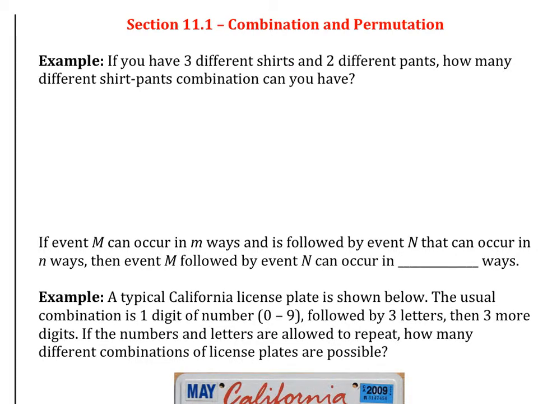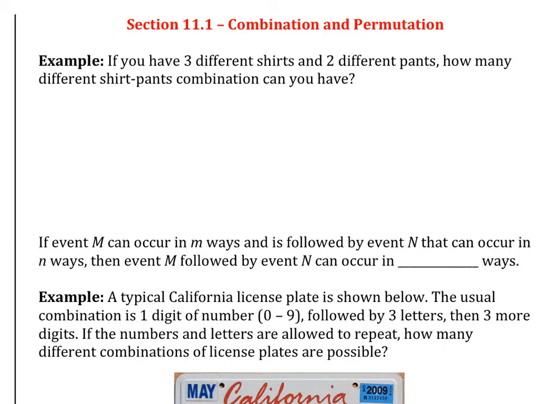All right, so let's look at the first question. If you have 3 different shirts and 2 different pants, how many shirt pant combinations can you have? What do you guys think? 6. 3 times 2. Now, if you can't understand why that is, let's look at the possible combinations.